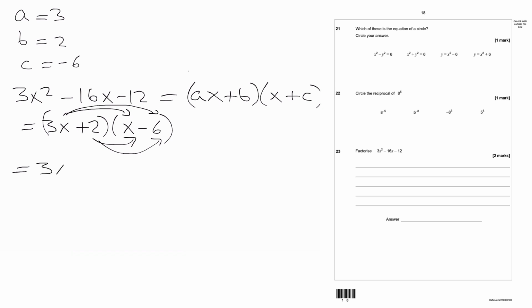So we have 3x squared plus 2x minus 18x minus 12. Simplified is 3x squared plus 2x minus 18x is minus 16x minus 12.